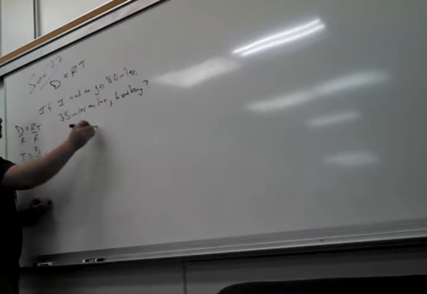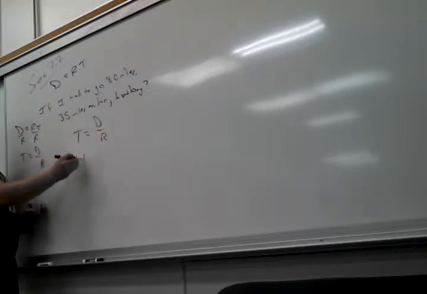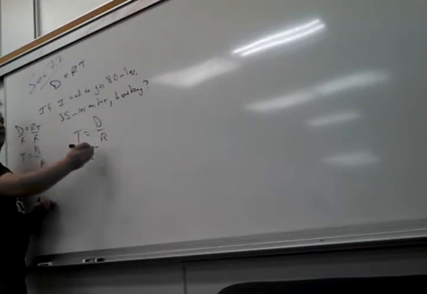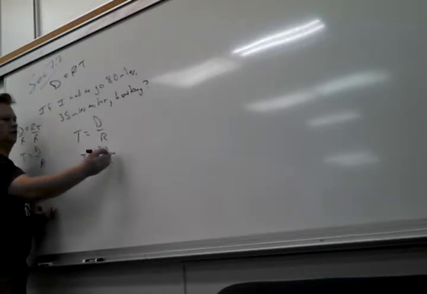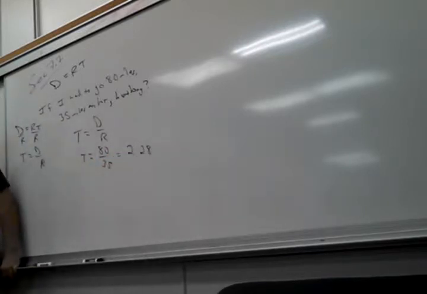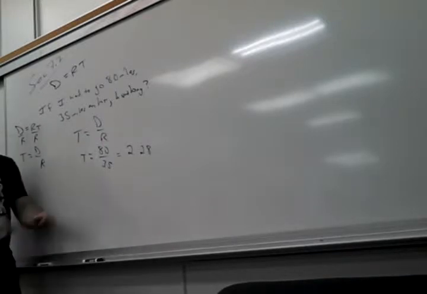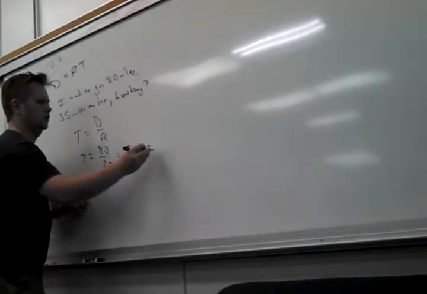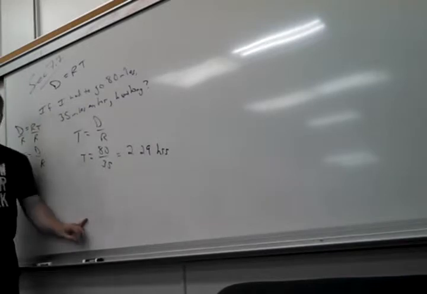So time equals distance divided by rate. Time equals 80 over 35, which is 2.28 roughly. 2.29, even better. Hours, right?